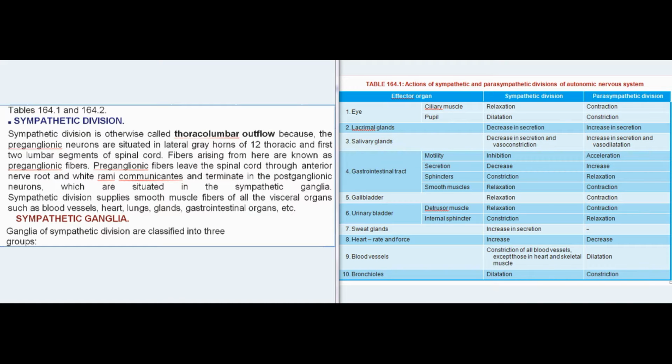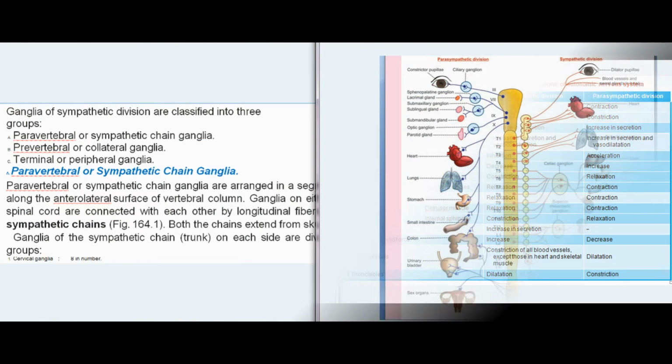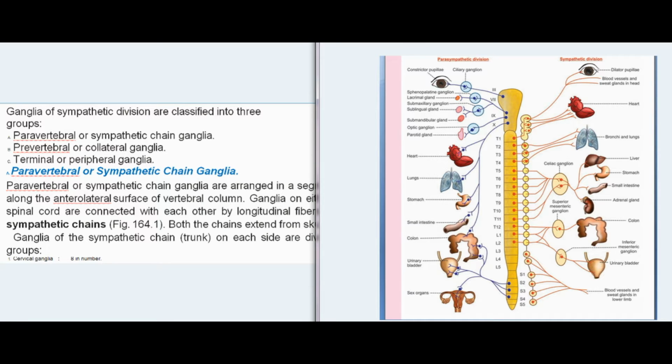Sympathetic ganglia. Ganglia of sympathetic division are classified into three groups: paravertebral or sympathetic chain ganglia, prevertebral or collateral ganglia, terminal or peripheral ganglia. Paravertebral or sympathetic chain ganglia. Paravertebral or sympathetic chain ganglia are arranged in a segmental fashion along the anterolateral surface of vertebral column. Ganglia on either side of the spinal cord are connected with each other by longitudinal fibers, to form the sympathetic chains, Fig 164.1. Both the chains extend from skull to coccyx.